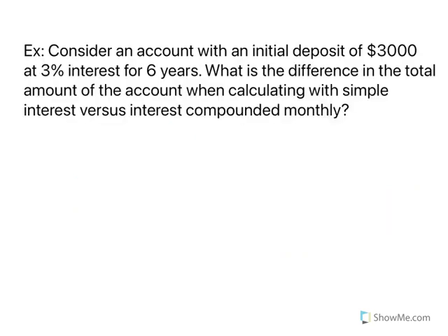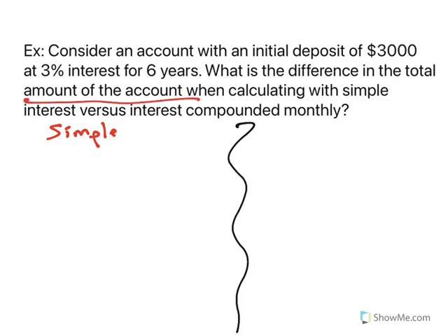Okay, let's do a problem. Consider an account with an initial deposit of $3,000 at 3% interest for 6 years. What is the difference in the total amount of the account when calculating with simple interest versus interest compounded monthly? Okay, so first, let's talk simple interest. And we want to talk about the total amount of the account.